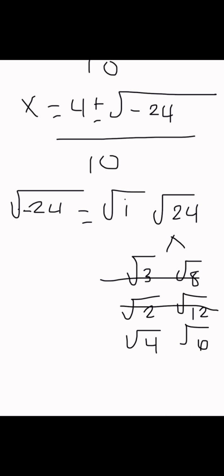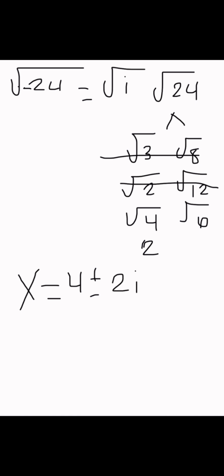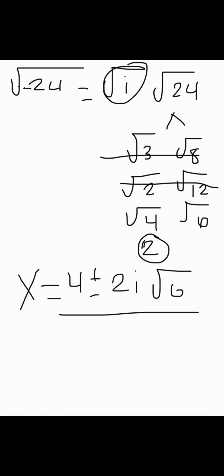The square root of 4 is 2. And then we have the square root of 6. So then, now we need to plug that back into our formula. And that will be x equals 4 plus or minus 2i, because we got our 2, we have our i, square root of 6 all over 10.